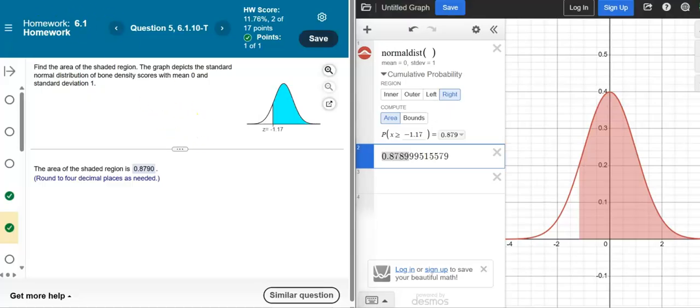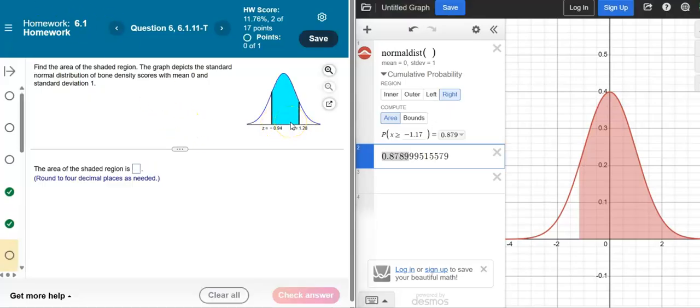All right, now the next one is probably the easiest of all for these, because it is an inner, and you have a left and a right, so you don't have to decide whether it's left or right. There's a number on the left side and a number on the right side, so it's going to give you both numbers down here.